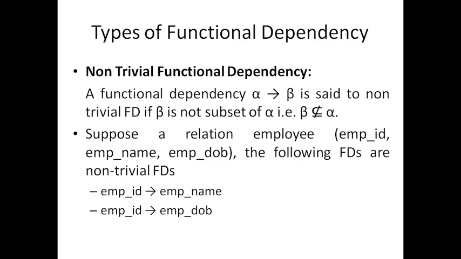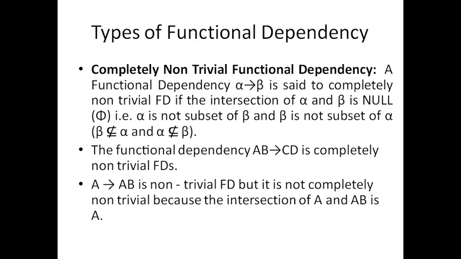Next type of functional dependency is non-trivial functional dependency. A FD alpha determines beta is said to be non-trivial FD if beta is not a subset of alpha. Consider the same employee relation. The following FDs are non-trivial FD. Employee ID determines employee name. Employee ID determines date of birth. In both the cases, right hand side is not a subset of left hand side. So it is a non-trivial FD.